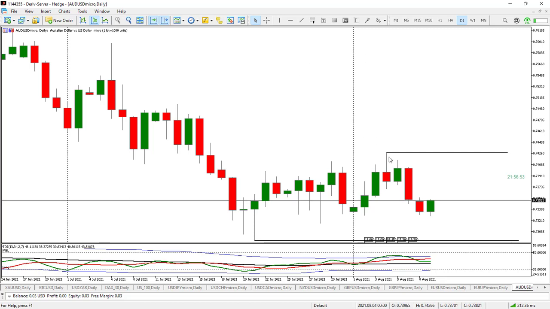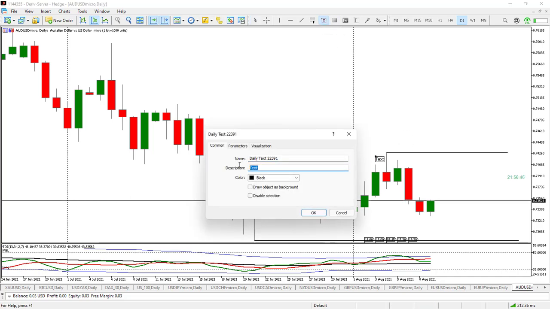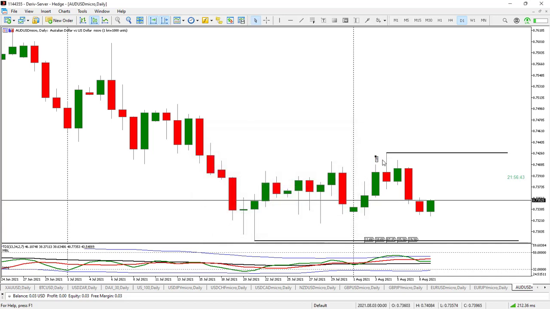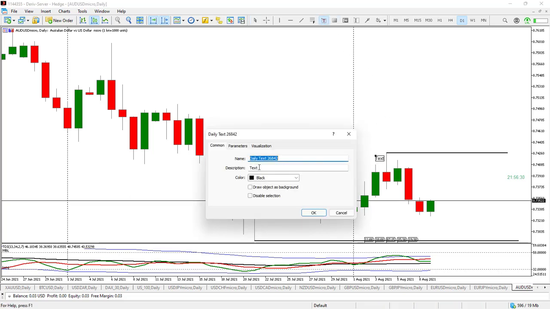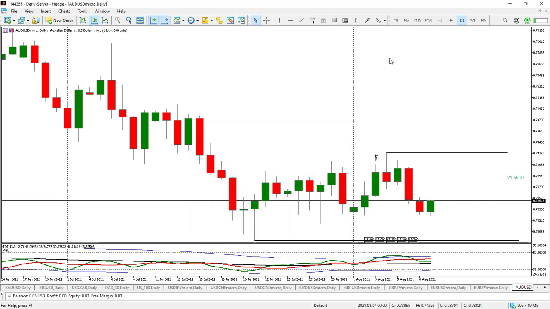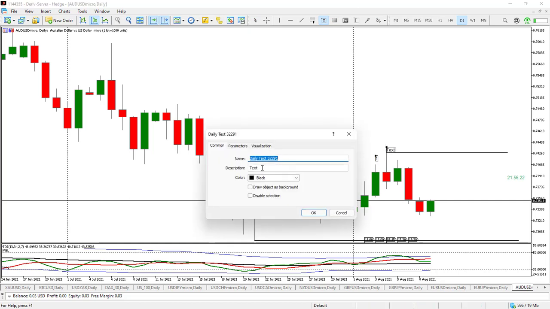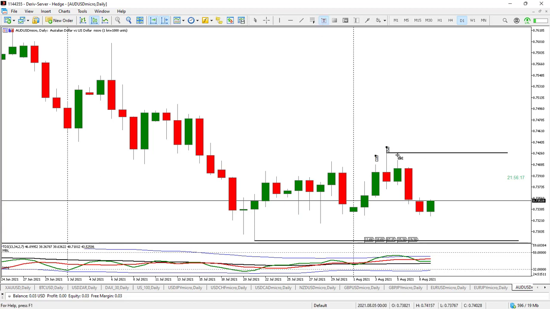And then what do I look for? The valid trigger pattern, this being the first candle, and then the second candle is this one, and then the third candle is this one.